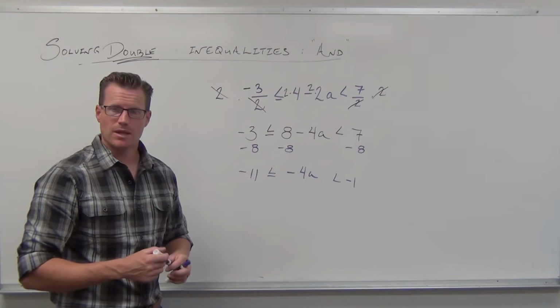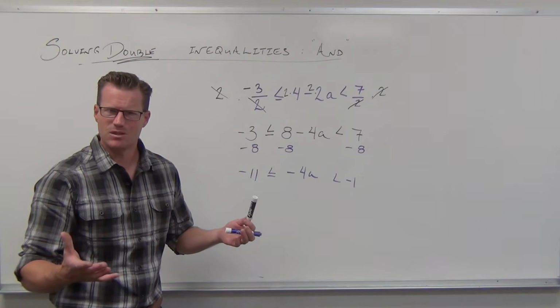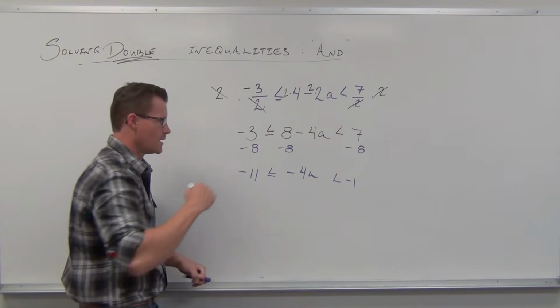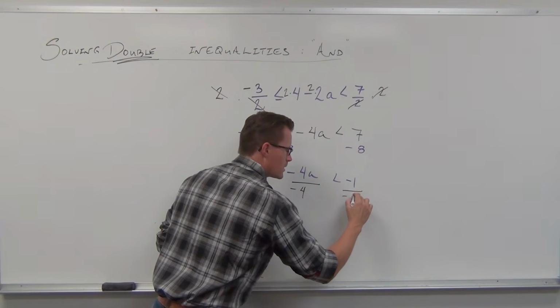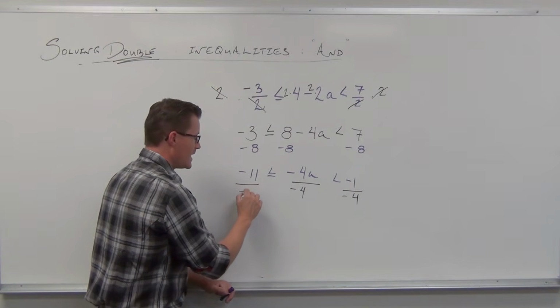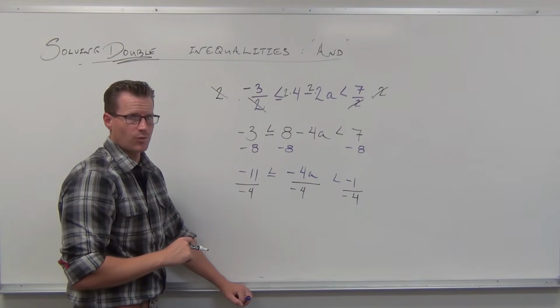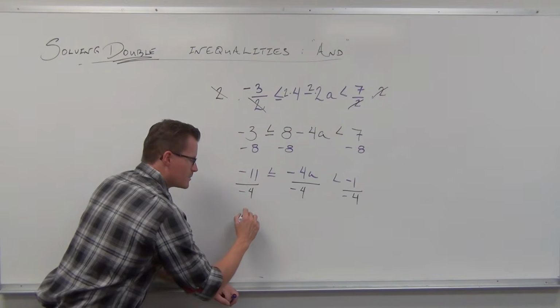Now our last step. What's your last step all the time with solving equations, inequalities? What's the last thing you do? Heck, you're always dividing. Here, when you divide, we're trying to get positive ones. In order to get positive ones, you have to divide by whatever number is in front of your a. In this case, you have to divide by negative 4. When you divide by negative 4, a negative divided by negative becomes a positive.